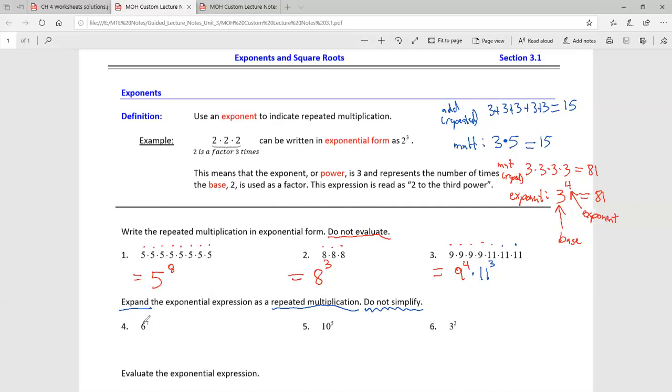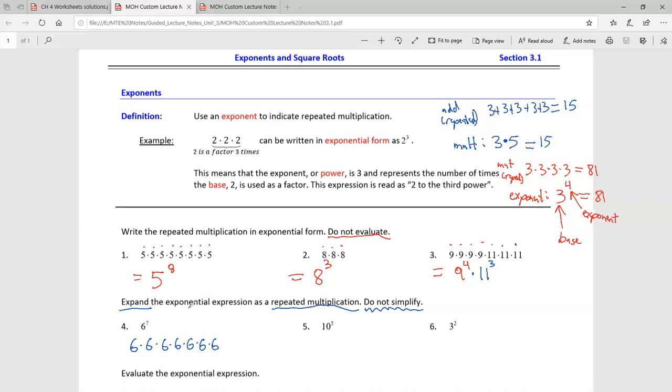So for problem 4, with a base of 6, that means we're going to write a bunch of 6s. How many 6s are we going to write? Well, there's a 7 here, so that's how many 6s we should write. This will be 6 times 6 times 6 times 6. That's 4 of them. Here's a 5th one. Here's a 6th one. And here's a 7th one. Let's double check the count. 1, 2, 3, 4, 5, 6, 7. That would be 6 to the 7th. That's it. We stop there.